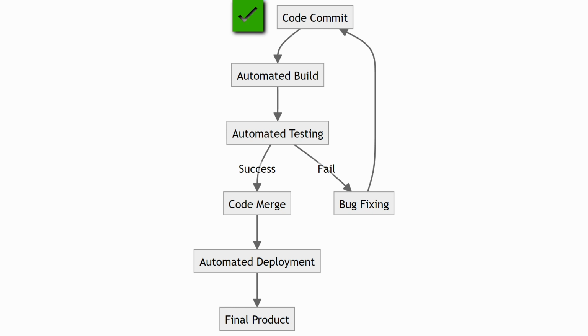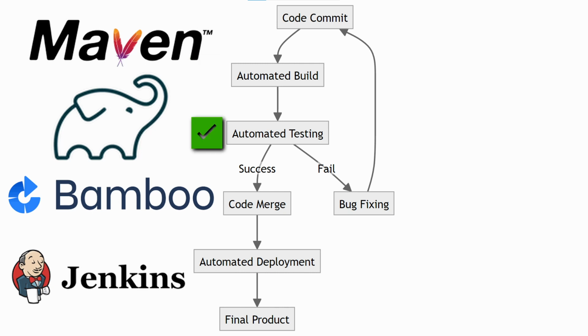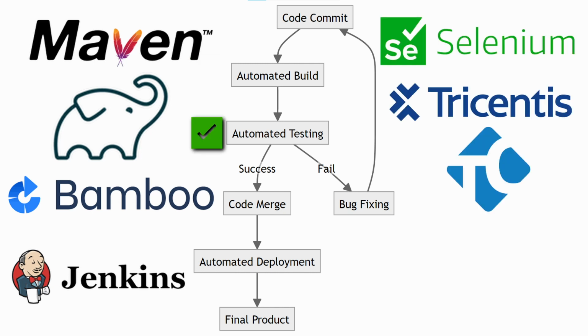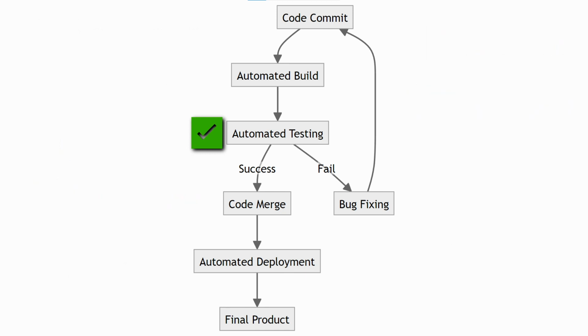Part 2. Automated build and testing. Once code is committed, it undergoes an automated build. Maven, Gradle, Bamboo, and Jenkins are popular here, followed by automated testing. Selenium, Tosca, TestComplete, Katalon Studio, Appium, Cucumber, and SoapUI are popular here too. These are by no means exhaustive lists. These software development build automation steps ensure the code is compiled and free from errors.